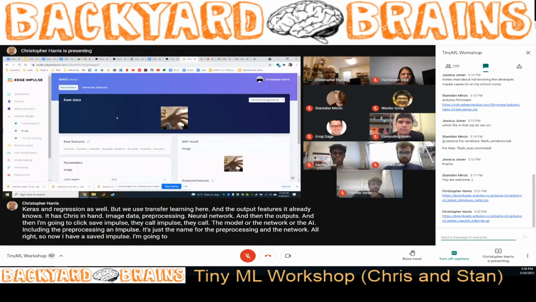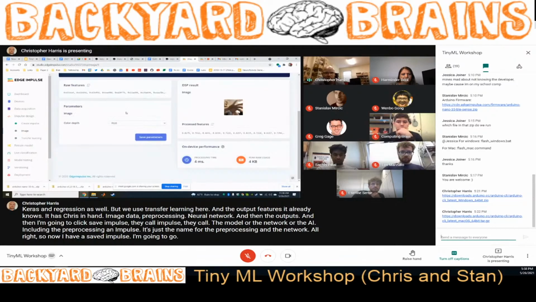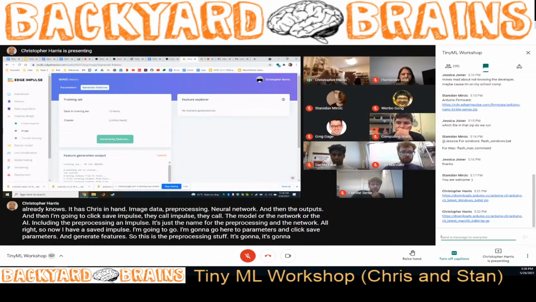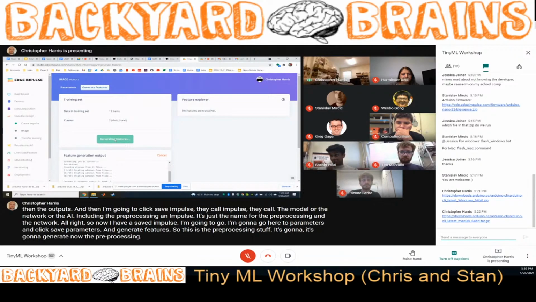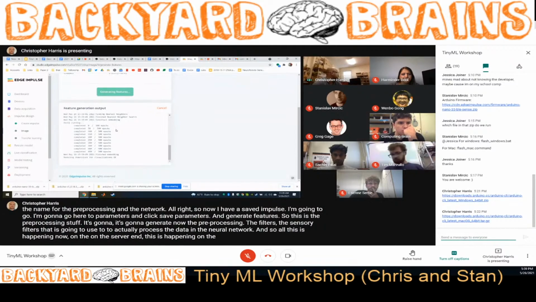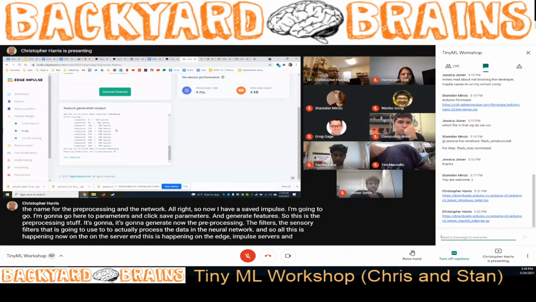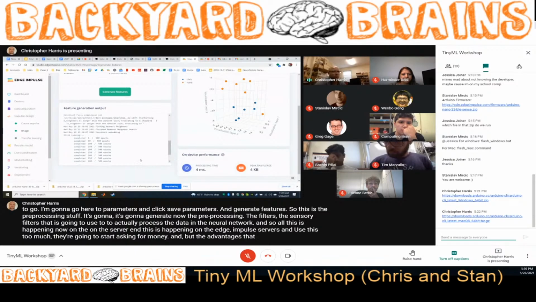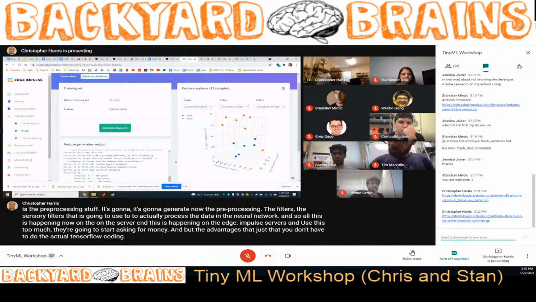I'm going to go here to parameters and click Save Parameters and generate features. So this is the pre-processing step. It's gonna generate now the pre-processing, the filters, the sensory filters that it's going to use to actually process the data in the neural network. And so all this is happening now on the server end. This is happening on the Edge Impulse servers. If you use this too much, they're going to start asking for money. But the advantage is that you don't have to do the actual TensorFlow coding yourself.